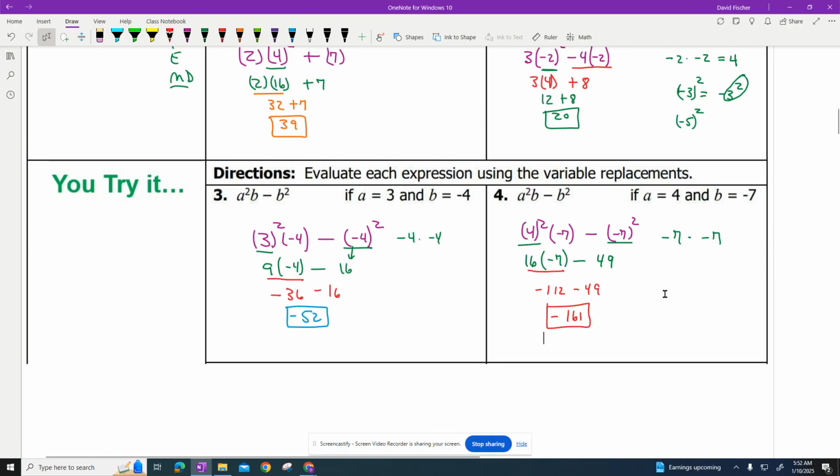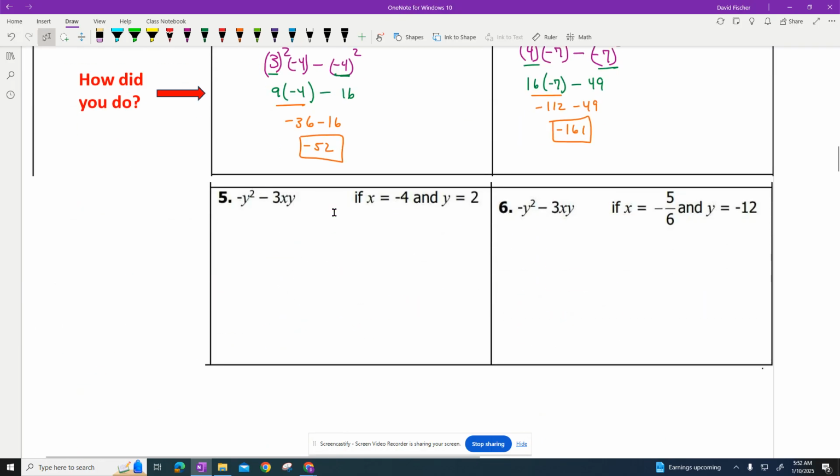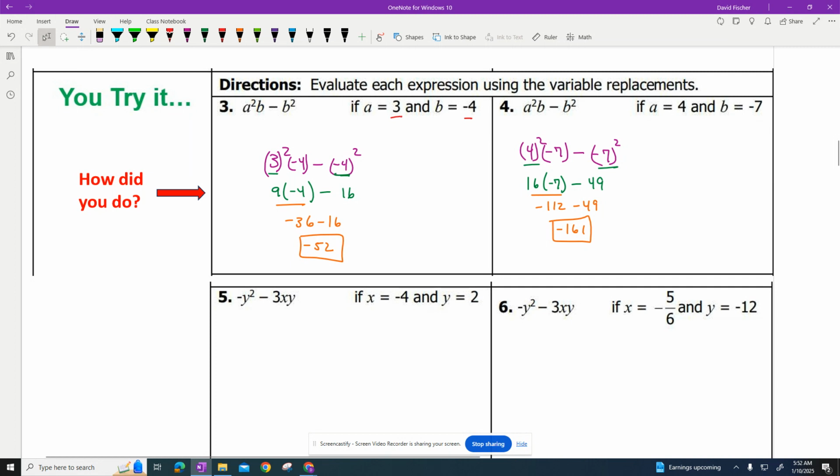Alright, what did we have there? A minus 52 and a minus 161. Hey, look, I did it earlier today, and that's exactly what I got. So if you do order of operation, we all should come up with the same answer.